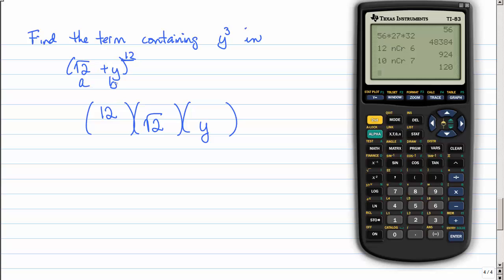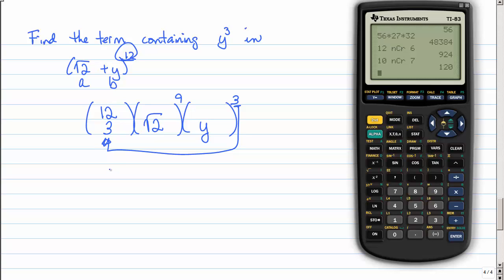Now what can I do to get a y cubed? Well, the 3 has got to go there. That's going to be y cubed. And if 3 goes there, remember, that same number goes there. And then if I need to add up to 12, well, 3 plus 9 is 12. And then I just do that calculation.